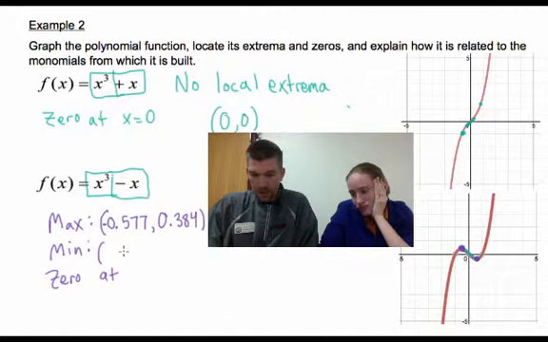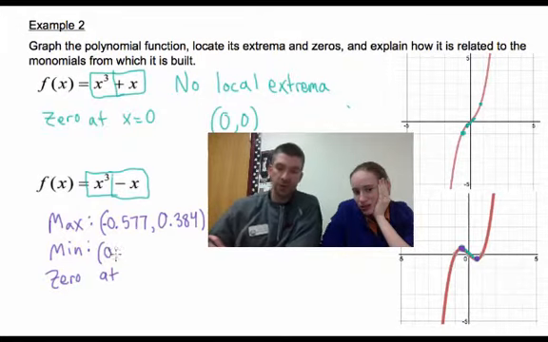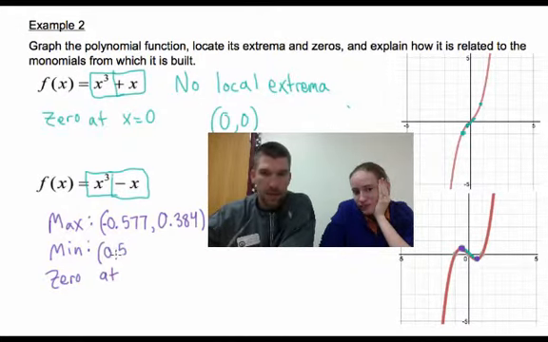Hey, guess what? I think it's going to be very similar. It's probably going to be positive 0.577 and negative 0.384. Is that right? That is 100% correct. You know how I knew that?